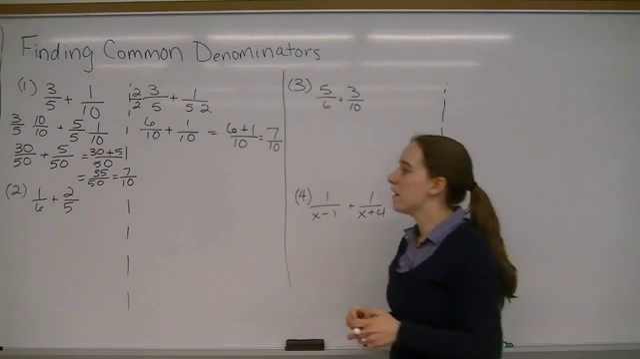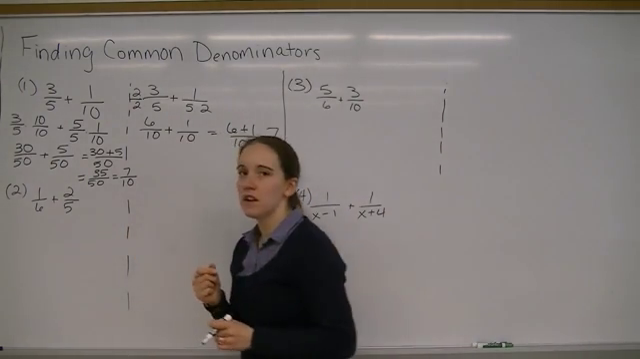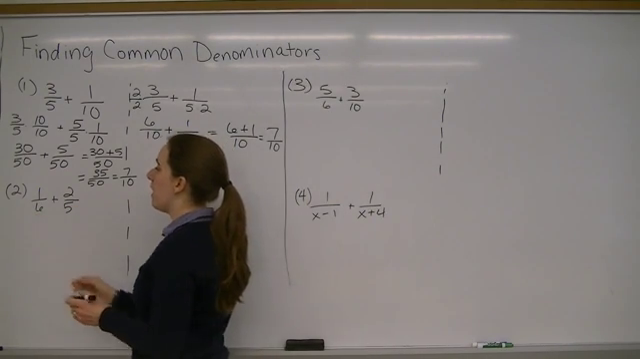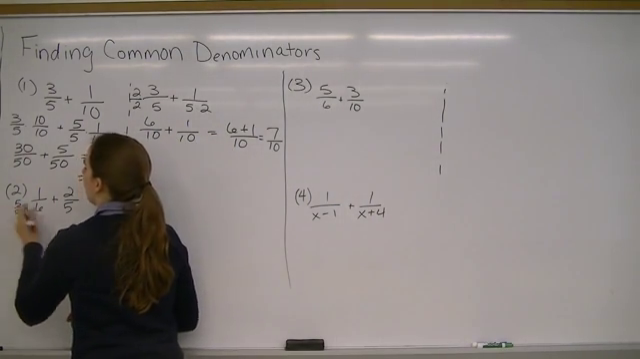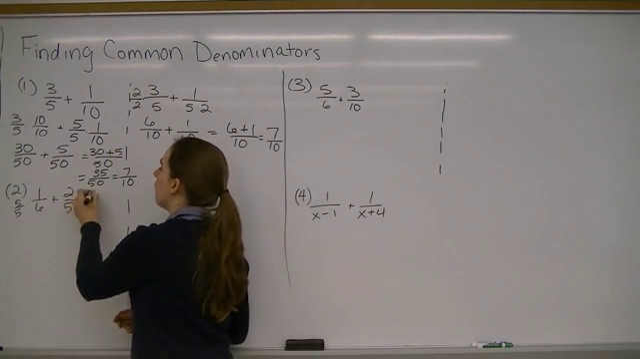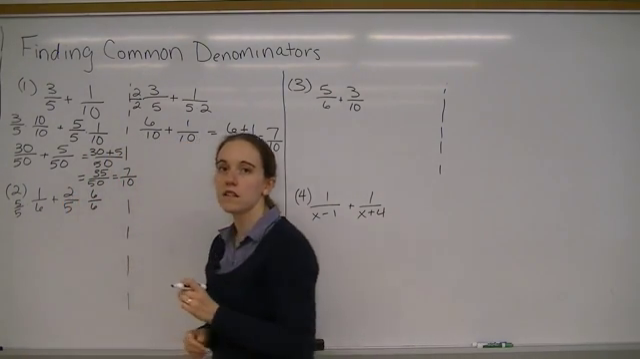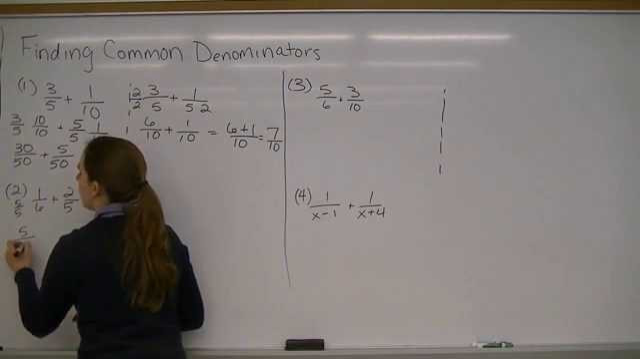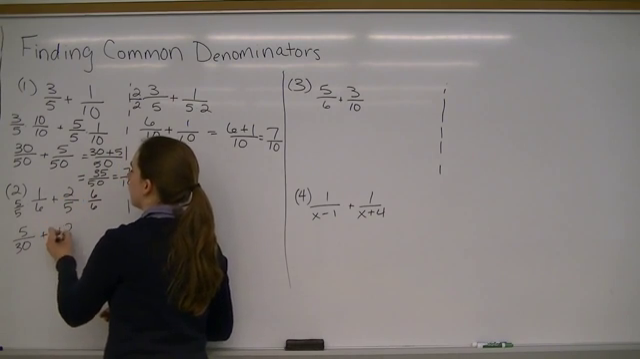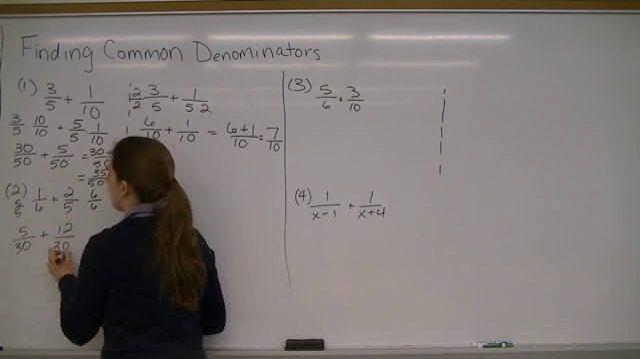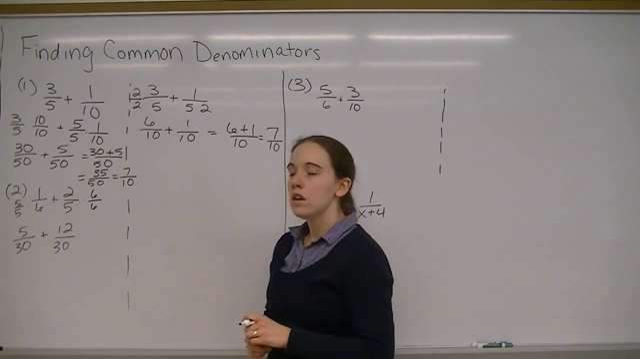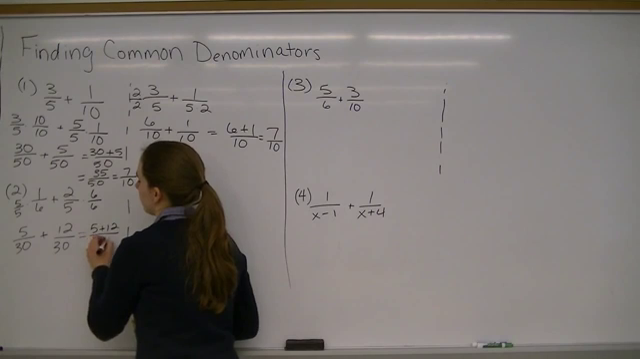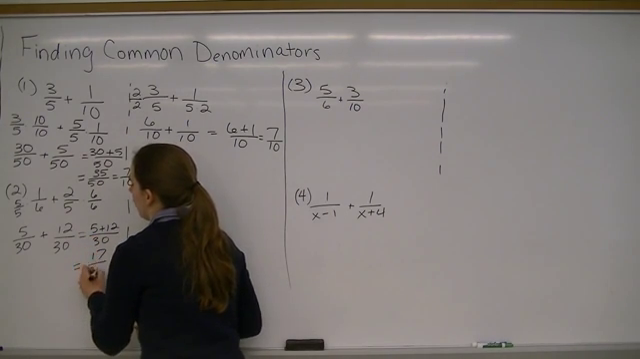Let's look at this second example now. So let's do it the quick and dirty way. So I want to multiply my first fraction by 5 over 5, so that I get the 5 in my denominator. The second fraction I need to multiply by 6 over 6. So 5 times 1 is 5, 6 times 5 is 30. 2 times 6 is 12, 5 times 6 is again 30. So I can now add across the top, and I'm going to get 17 over 30.